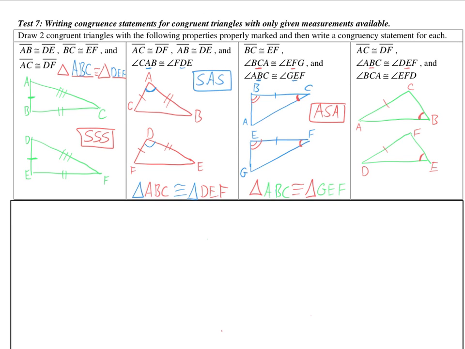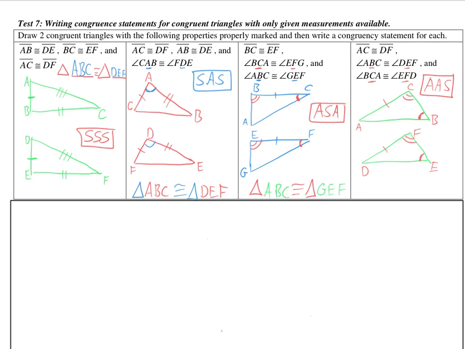Last one, we have BCA and EFD. So BCA is congruent to EFD. So it looks like those angles are congruent. And what I have now are two congruent triangles. They are congruent, and the reason, it's called angle, side, angle, side, is another congruency statement. Because you have an angle, side, angle, side.